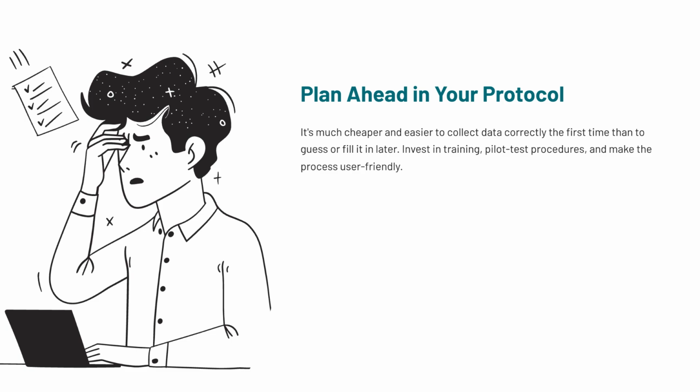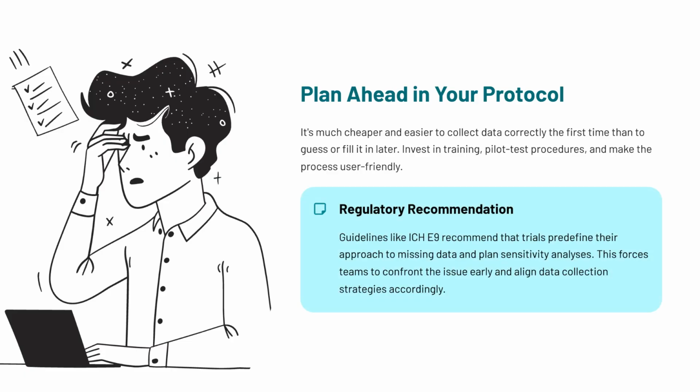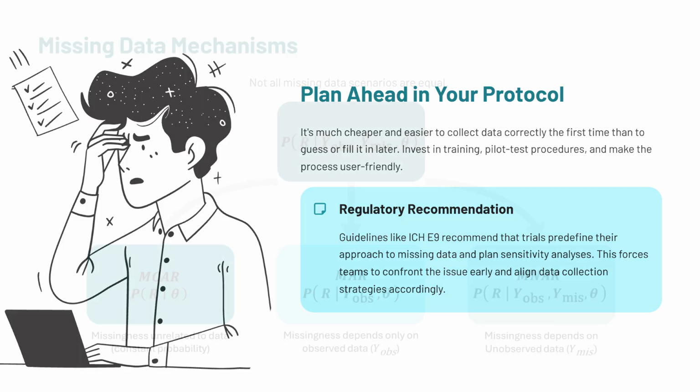Another design stage consideration is to specify in the protocol and statistical analysis plan how you plan to handle this missing data. This might sound like putting the cart before the horse, but it forces the team to confront the issue early. Regulatory guidelines like the ICH E9 recommend that trials predefine their approach to missing data and do sensitivity analyses for it.